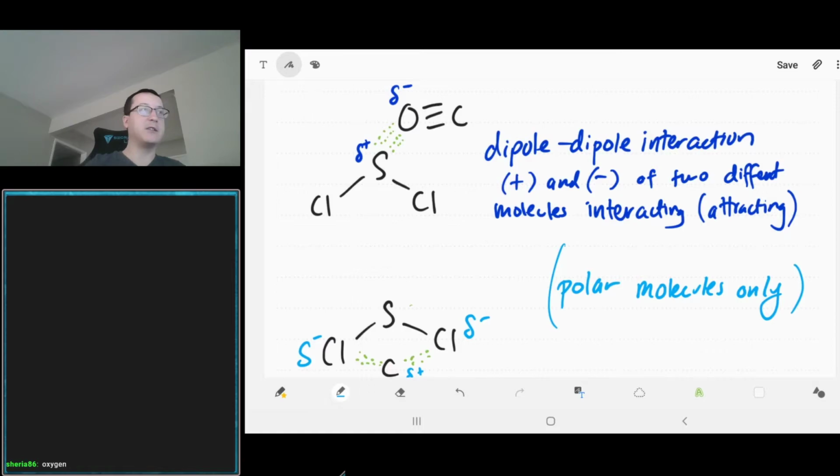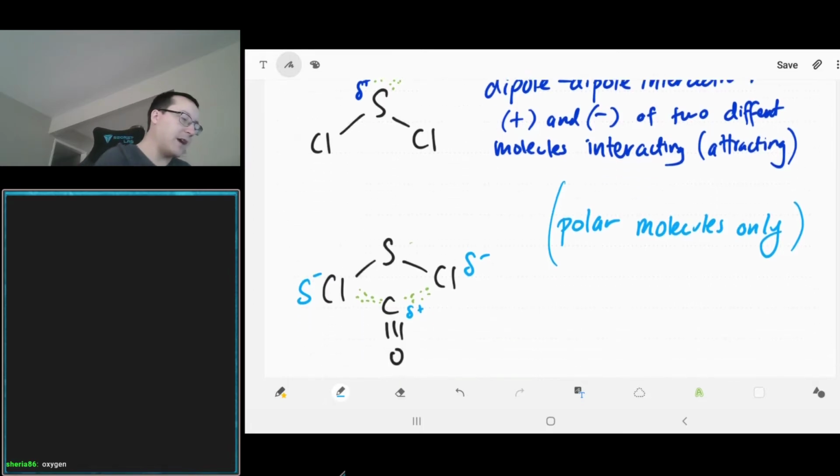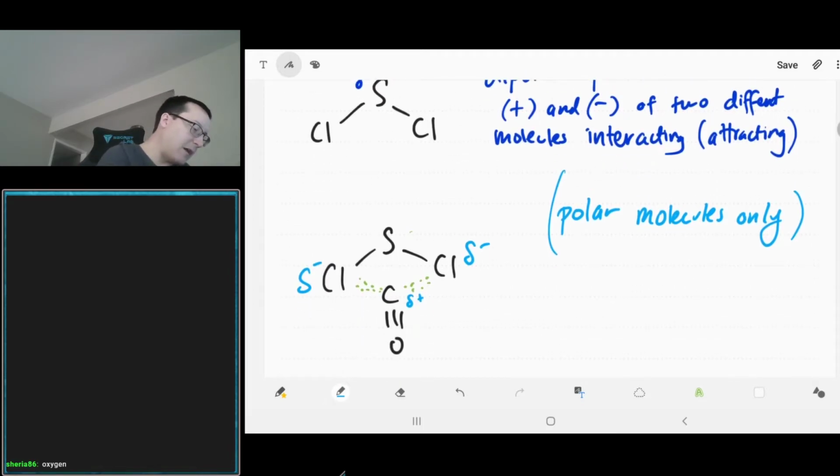So just to recap, we've talked about two of them so far. The first one, anything can do. Nonpolar molecules, polar molecules, single atoms, anything that has electrons can do London dispersion forces. However, for this dipole interaction, it's only polar molecules. Okay? So this is kind of medium in strength.